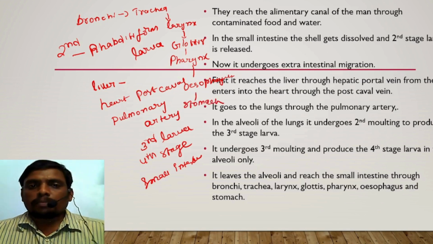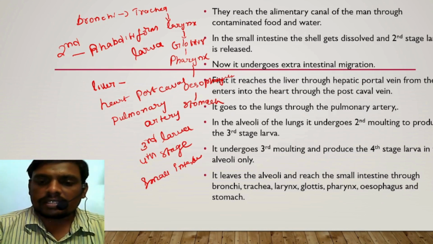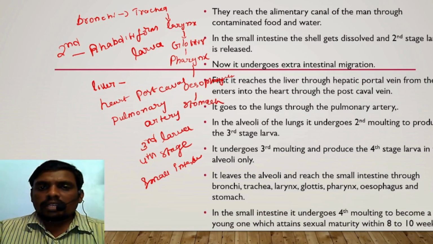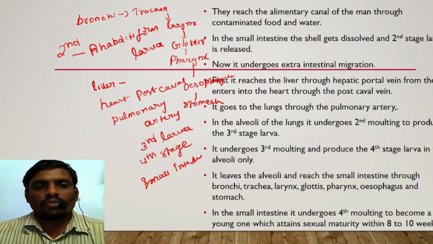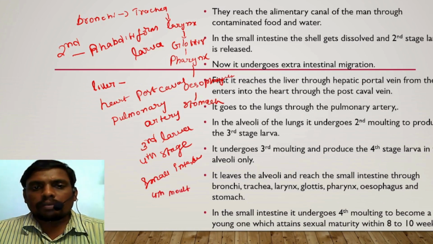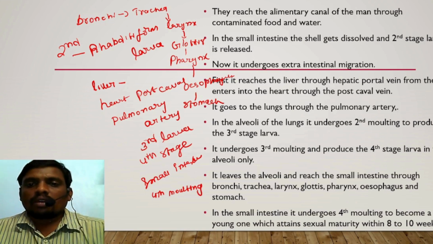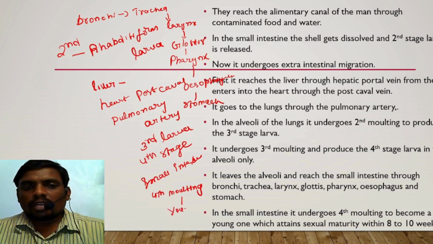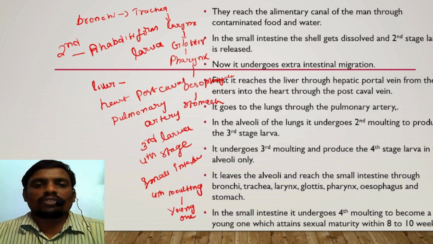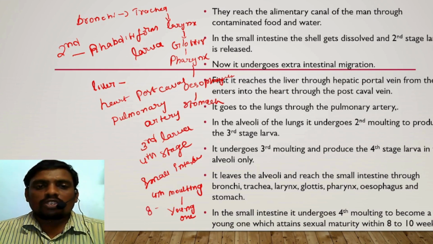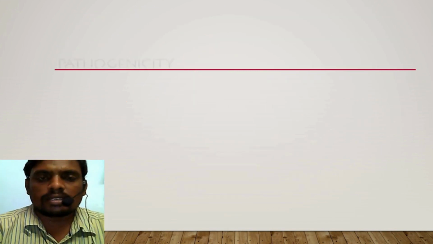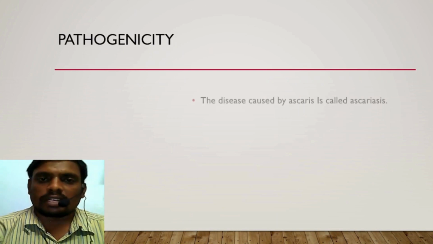Like this, it passes from one stage to another. Finally, in the small intestine, it undergoes fourth molting, or fourth transformation, to become a young worm, which attains sexual maturity within 8 to 10 weeks. Like this, it completes its life cycle.